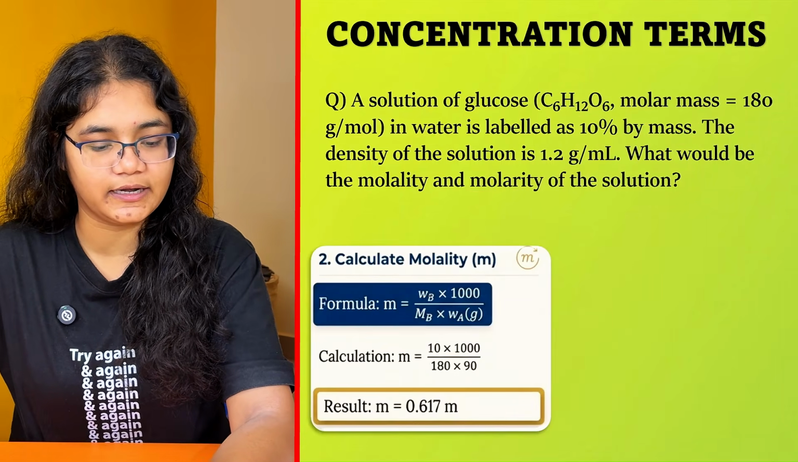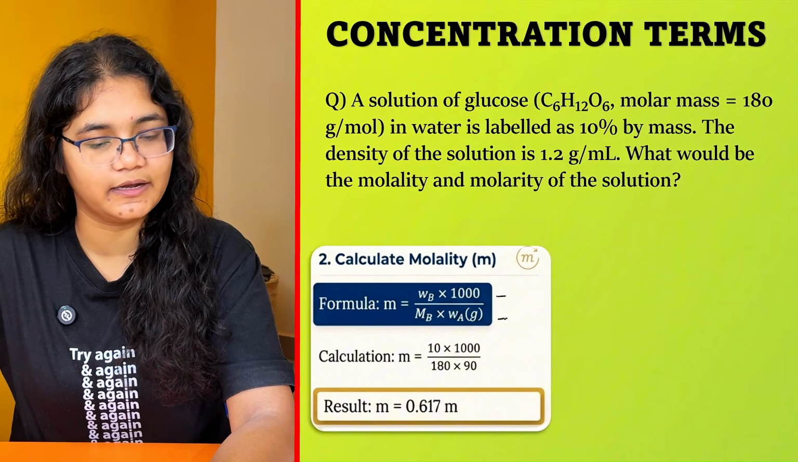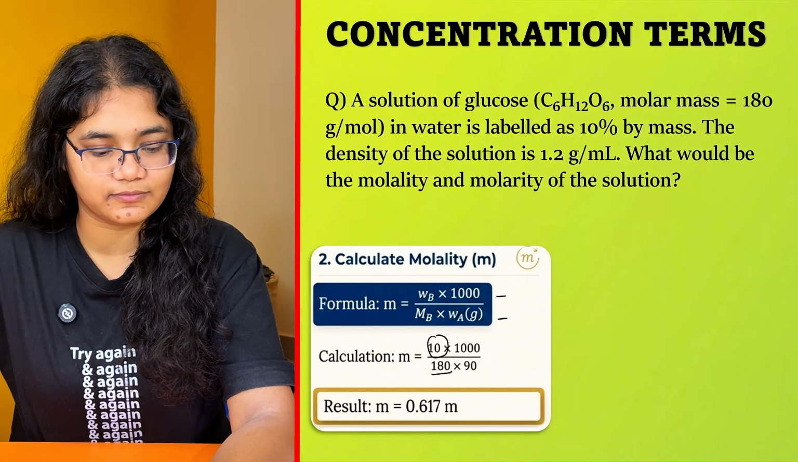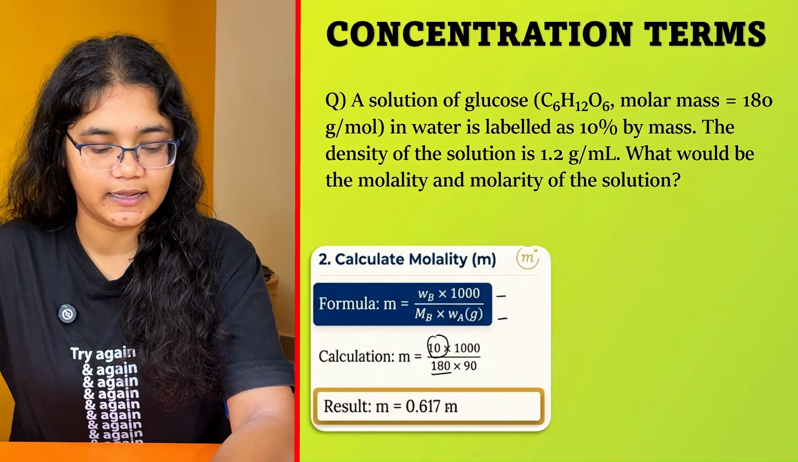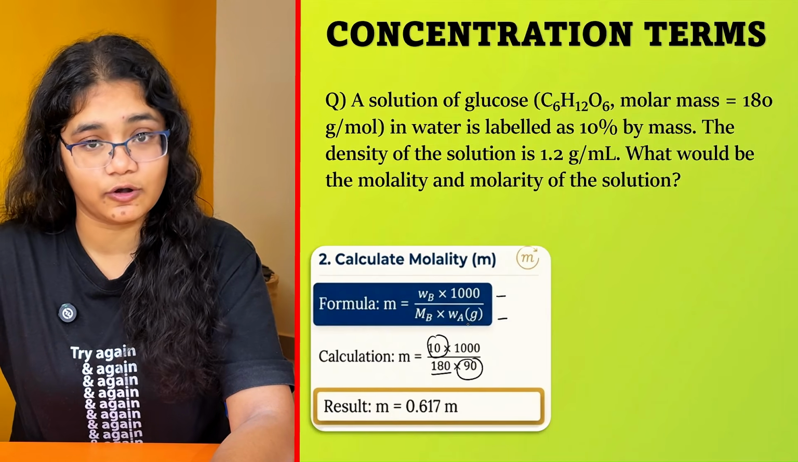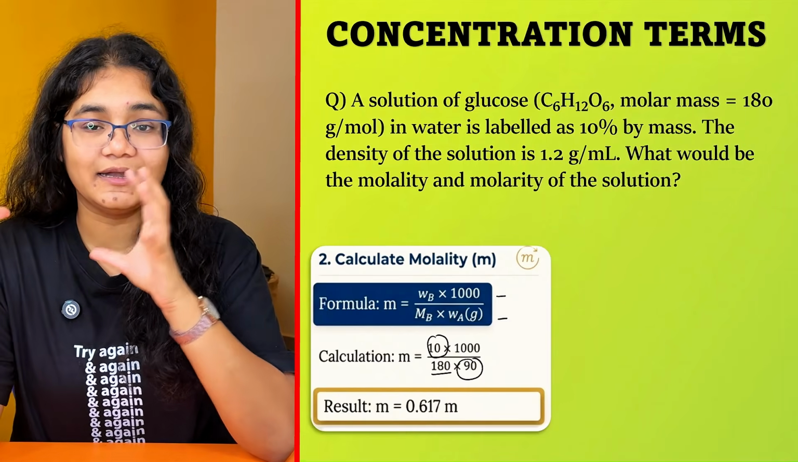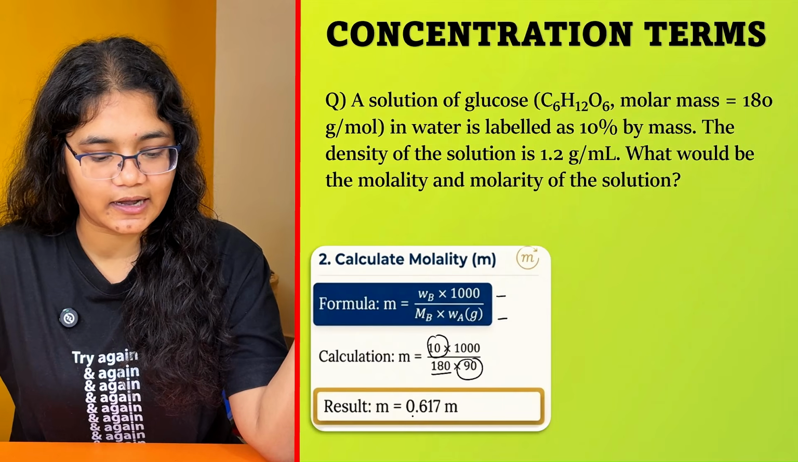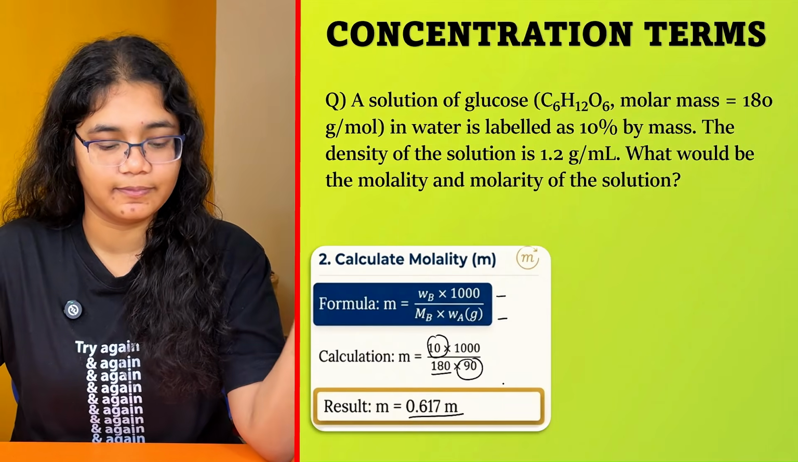So let us see molality, WB by MB into 1000 by WA. So WB is 10 gram, right? Divided by molar mass, glucose mass is 180, into 1000 by 90. Why am I taking 90? Because mass of the solvent, right? Total solution is 100 gram, 10 gram is solute, so 90 gram is solvent. So that is why 1000 by 90 and I'll get 0.617 m or molal.